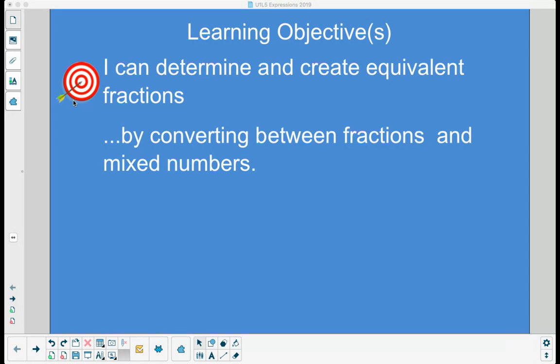Being able to create equivalent fractions is a life skill. Not only will you use it in 5th grade, 6th grade, 7th grade, 8th grade, through all of your schooling, you will use it actually in your life as well. So we're going to do it today by converting between fractions and mixed numbers. Mixed numbers is a new term to some of you. Mixed number, we need to know what that is.